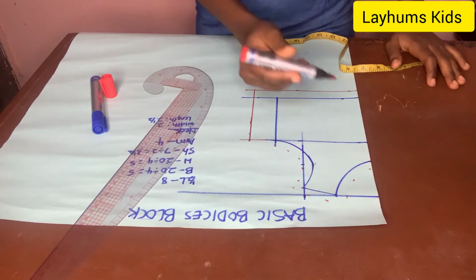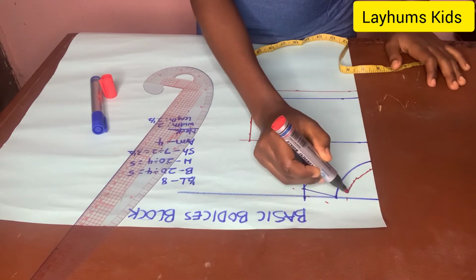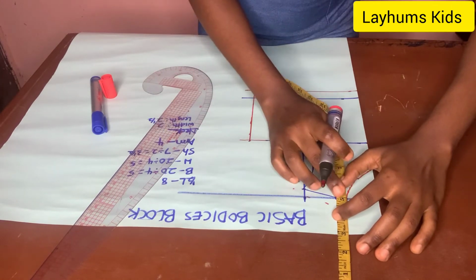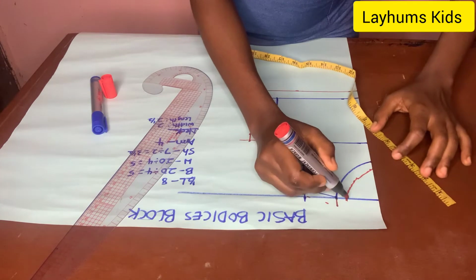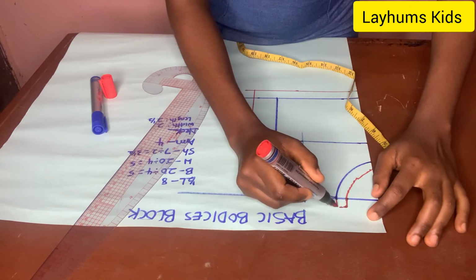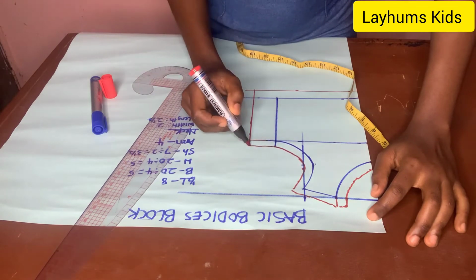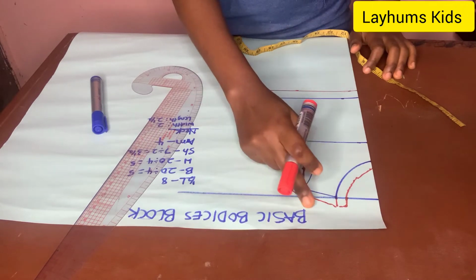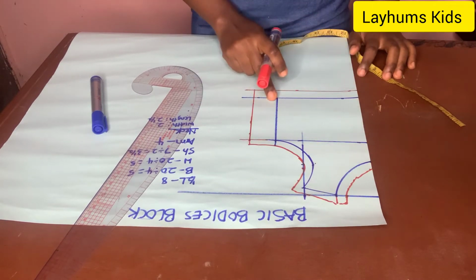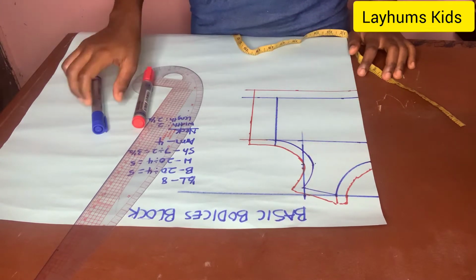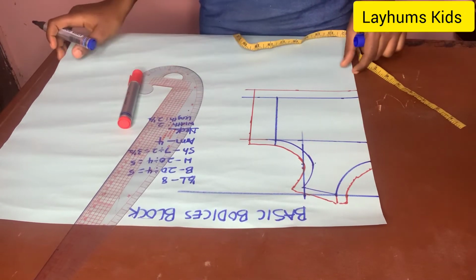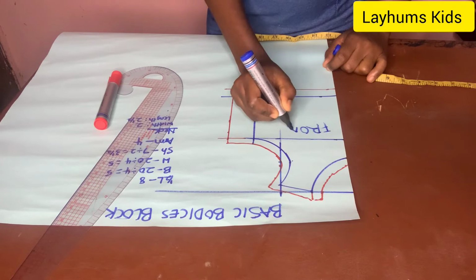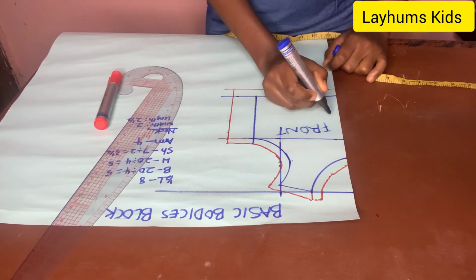For this curved part, I can just use my hand, or if I like, I can make use of this ruler or this curved ruler. I'll be cutting out this red part and not this initial blue mark I made. Before I cut it out, I want to mention that this is my front. As we know, my front will be called on fold.